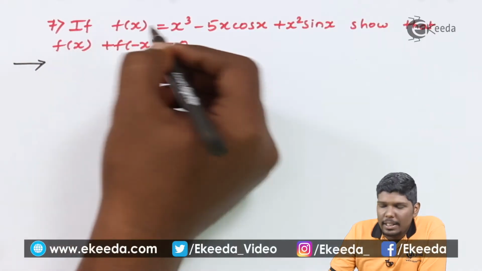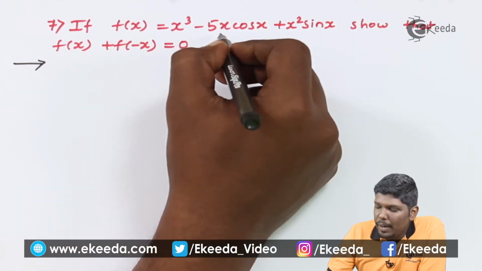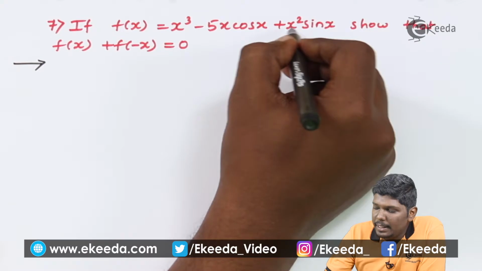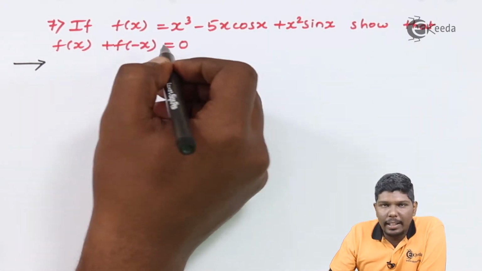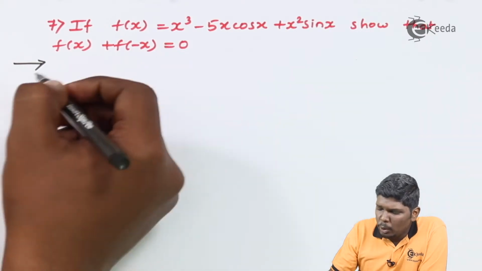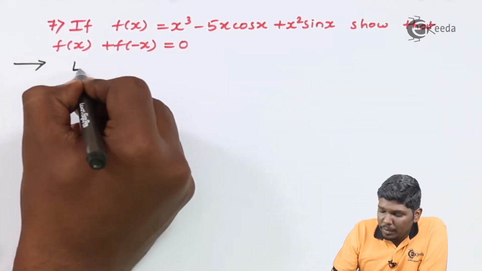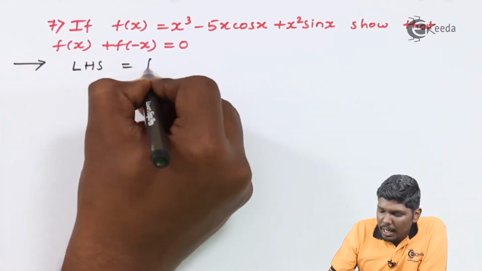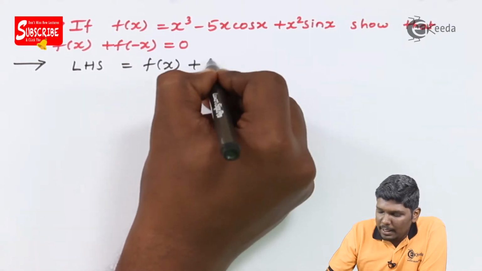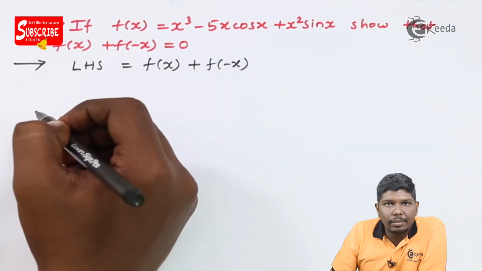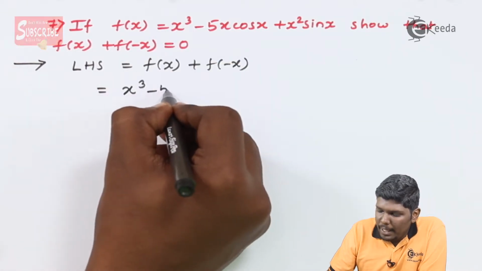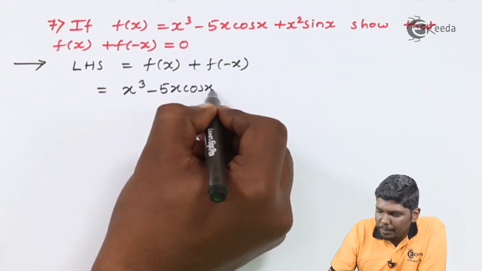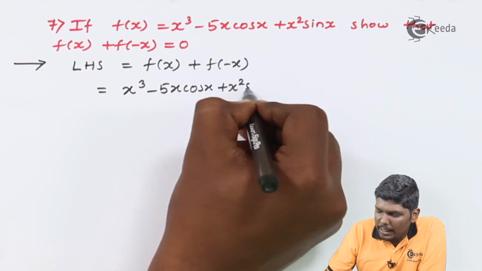If f of x is equal to x cube minus 5x cos x plus x square sin x, show that f of x plus f of minus x is equal to 0. So let us directly start with the LHS. So we have LHS f of x plus f of minus x. What is f of x? x cube minus 5x cos x plus x square sin x.